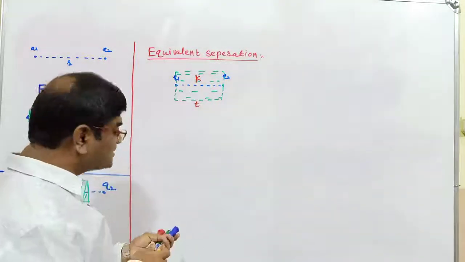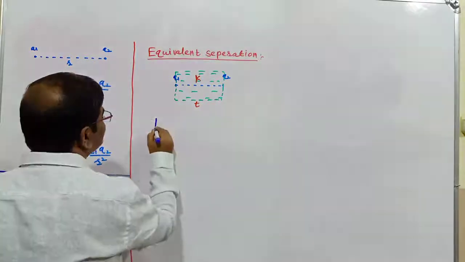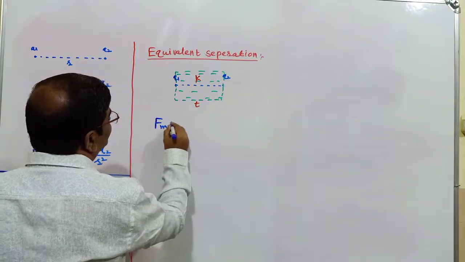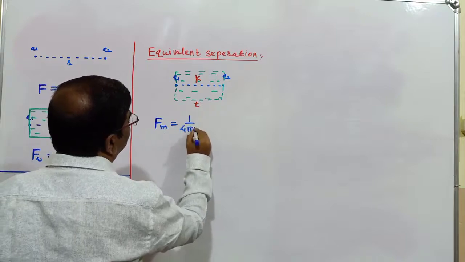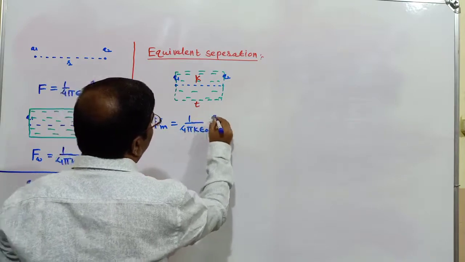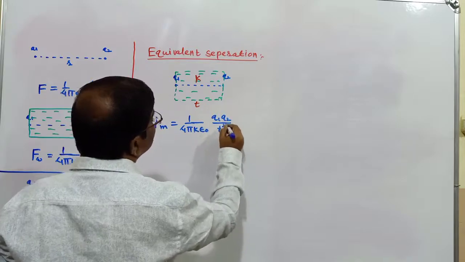And if I ask you now what is the force between those two charges in the given media, I will say it is 1 upon 4 pi K epsilon naught Q1 Q2 by T square.